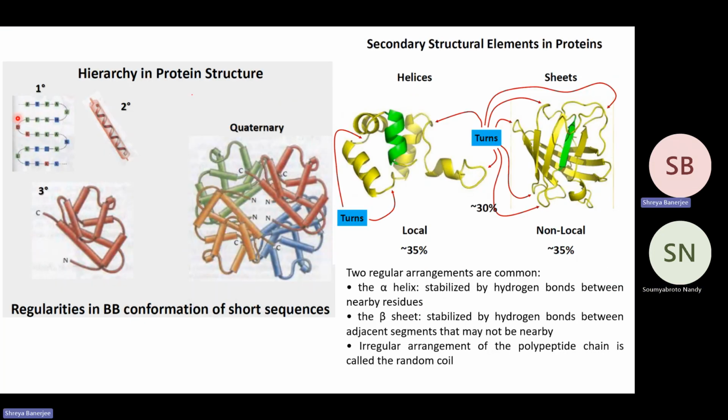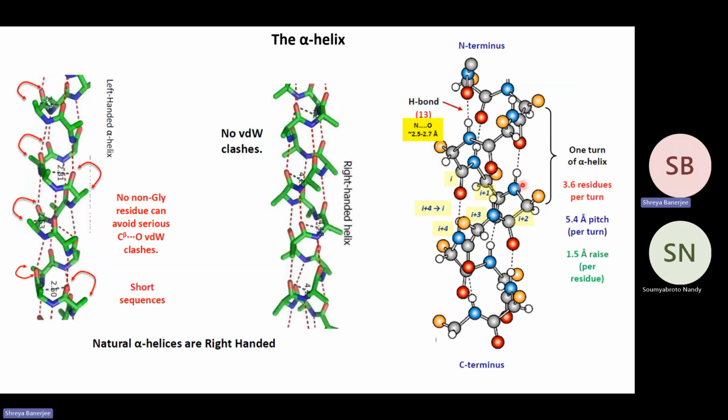So in protein structures, you have different levels of structure. The primary structure is simply the amino acid sequence connected by peptide bonds. Then you have secondary structure and tertiary and quaternary. We will go into each of these. Secondary structure has different kinds, like the alpha helix or beta sheet. We will go into each of these in the next slide.